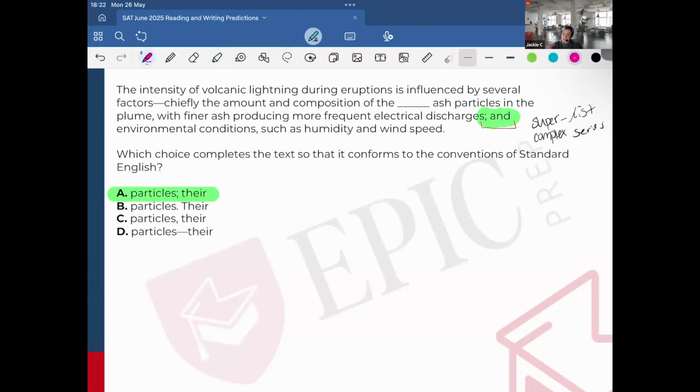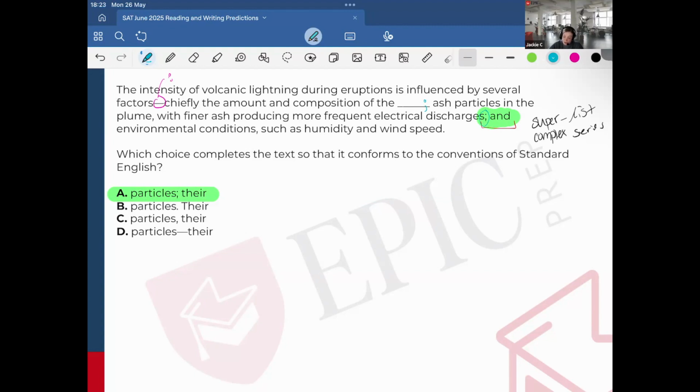But to emphasize why it's A, let's take a look. So here you can see it says the intensity of volcanic lightning during eruptions is influenced by several factors. And the dash here, it's not serving like it previously did as extra information. It's serving to set off a list of items. So in this case, the dash is actually equivalent to the colon. Okay, and you can see it says chiefly the amount and composition of the particles, the ash particles in the plume, with finer ash producing more frequent electrical discharges.